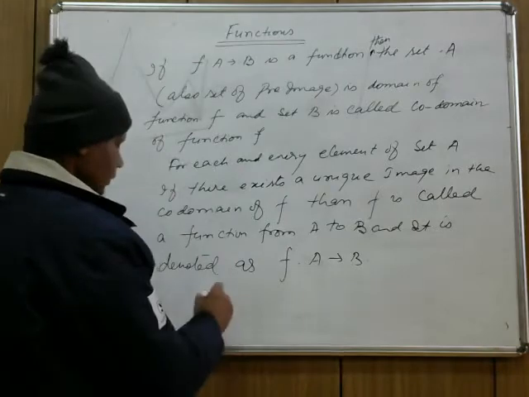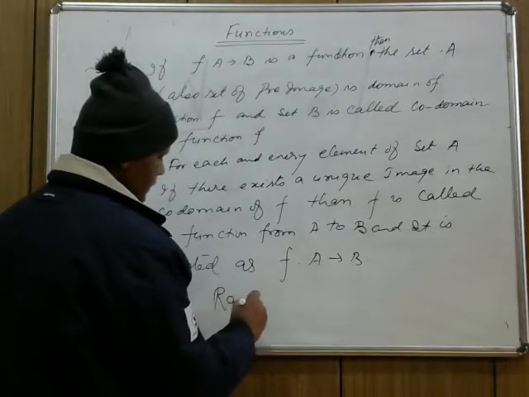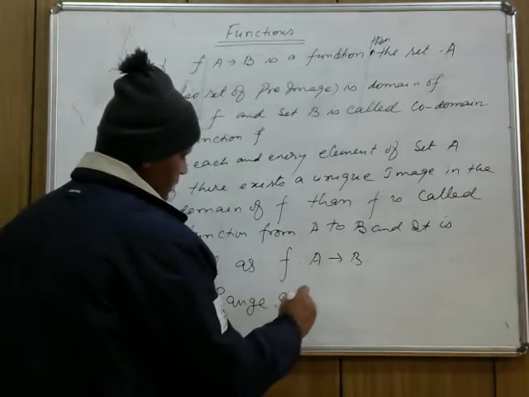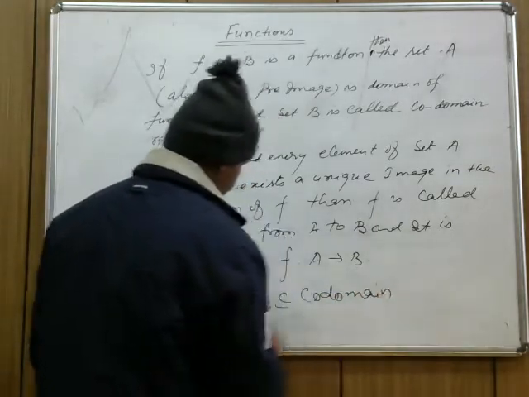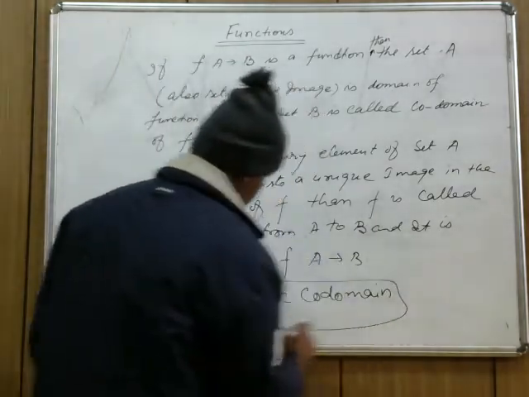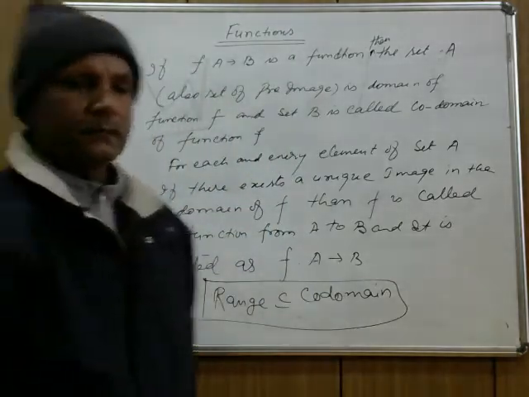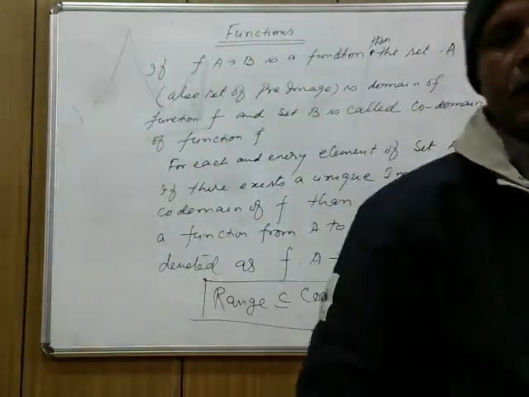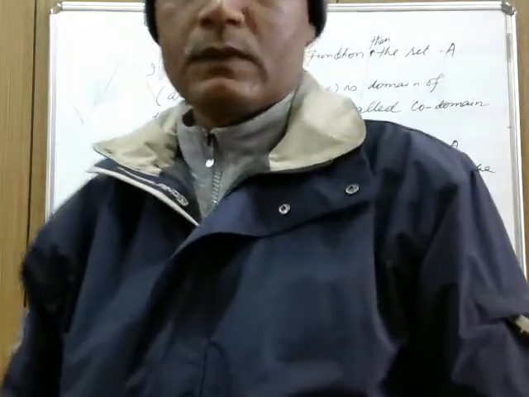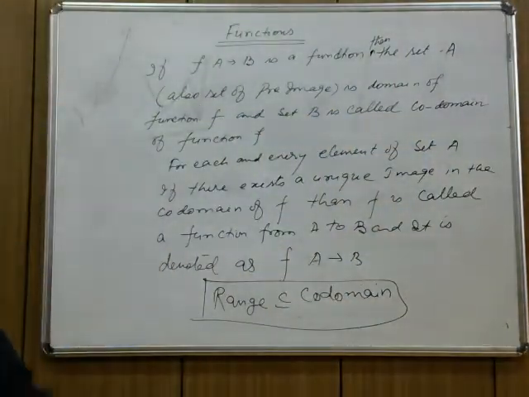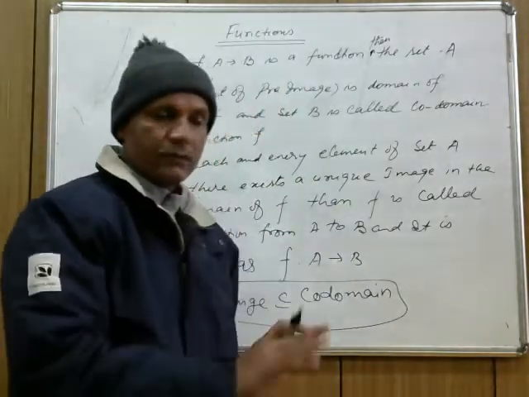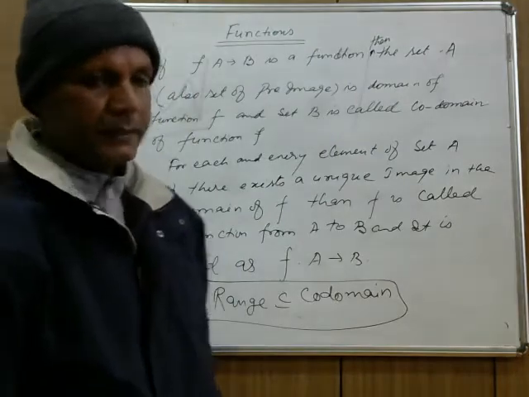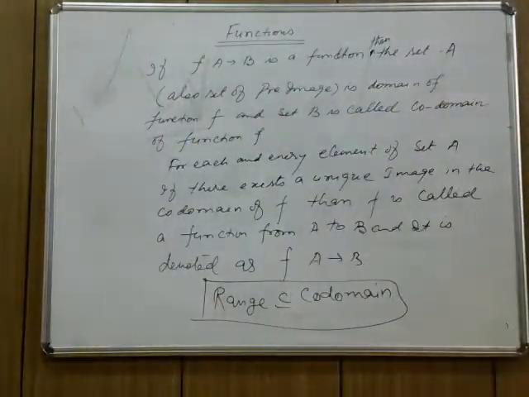Remember that also range is a subset of codomain. Please note down this point. Range is a subset of codomain. Right? This is the definition of the function. And I think it is clear for you what is domain and what is codomain, by the figure which I have discussed. Fine.